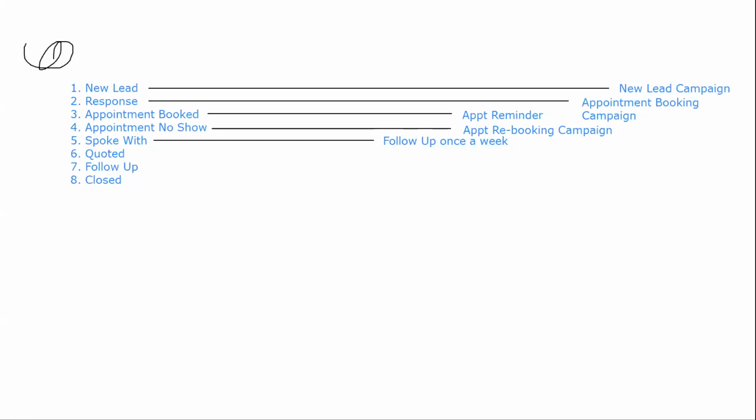A better, easier way to think about this maybe would be new lead. We'll just say initial communications. And I always do this on a piece of paper, right? I always map this out on a piece of paper, each stage of my process, and then what I want to happen at each stage. So maybe let's see, appointment booking. We want to book in appointments, right? And then we want an appointment reminder, and then appointment rebooking.